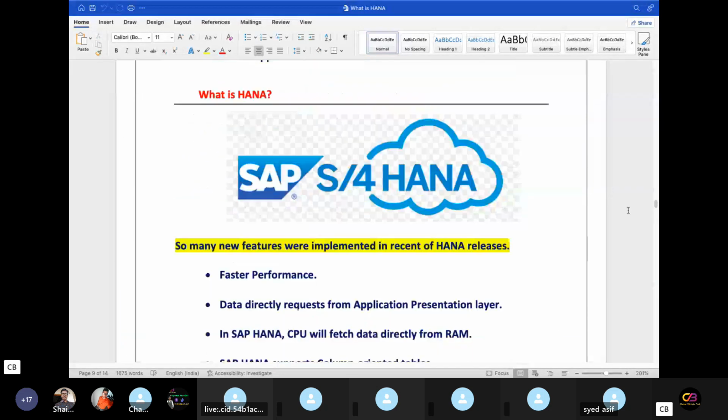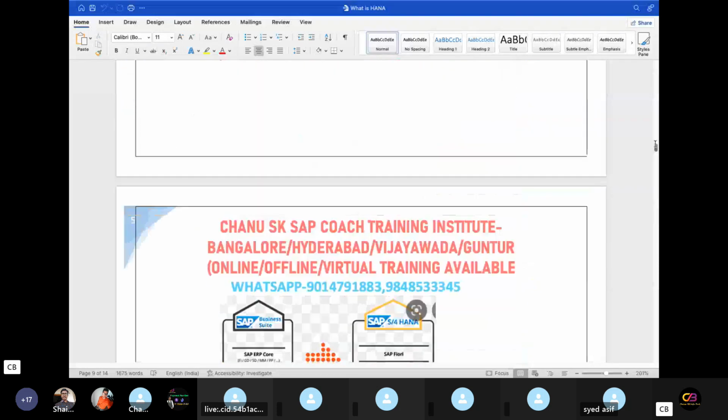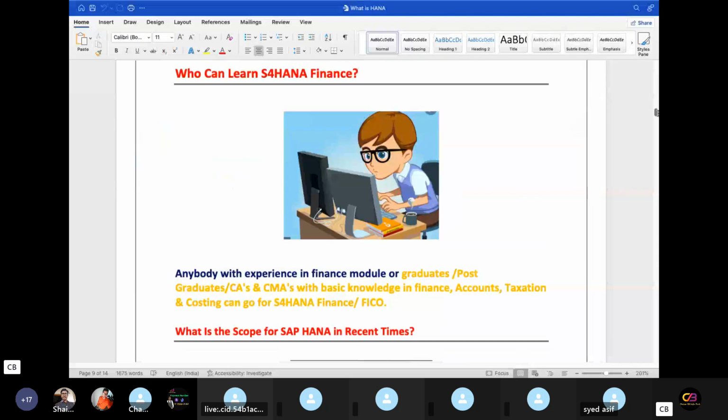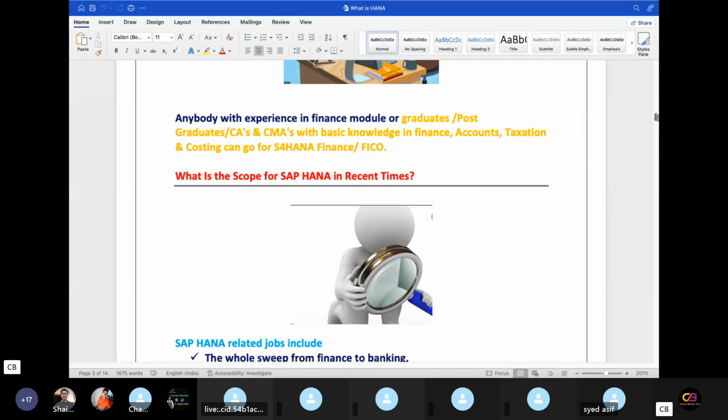And now the question is, who will learn this course? So anyone can learn this course, even if you are a finance graduate or non-finance graduate. So the qualification should be at least a degree. Graduation is required for learning this course. So you should have some basic knowledge of accounts and finance. Then you can learn this course, and you can continue this course for 3 months.